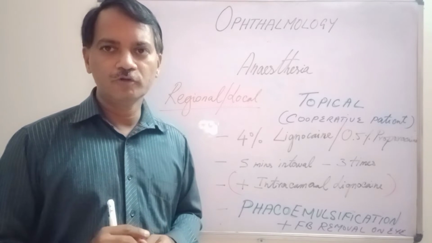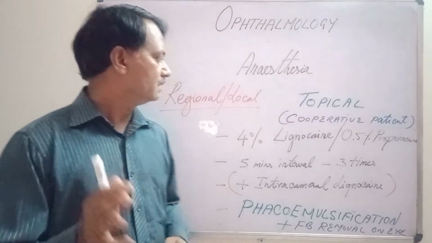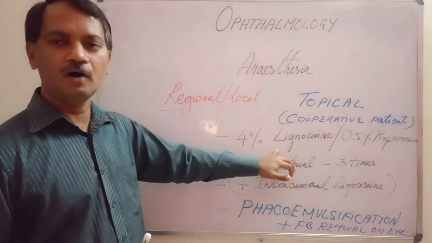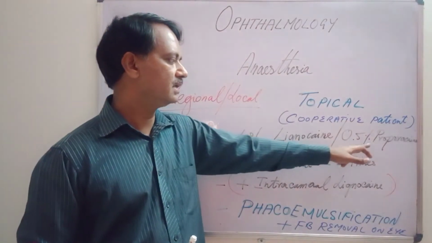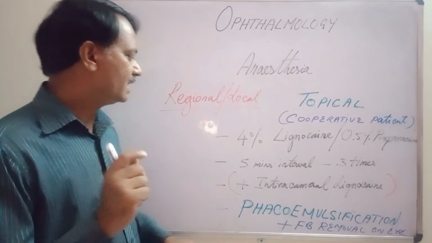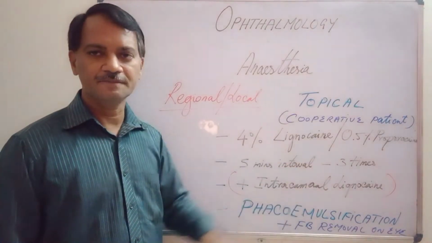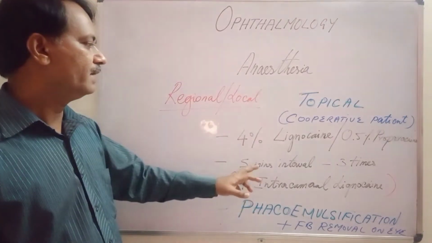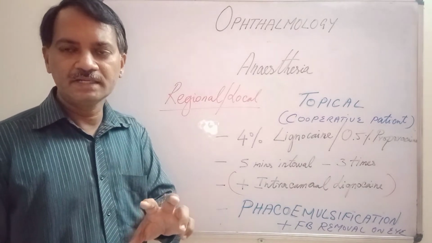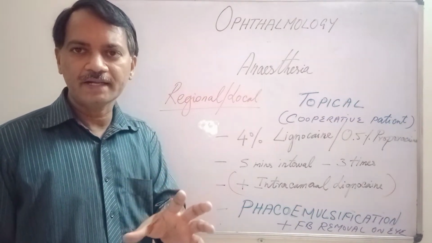First, talking about the topical anesthesia given for ophthalmic surgeries, the drugs used are 4% lignocaine or 0.5% proparacaine solution. It is administered every 5 minutes for 3 times. Whenever you give a topical anesthesia, you should make sure the patient is well educated and will cooperate for your surgery.